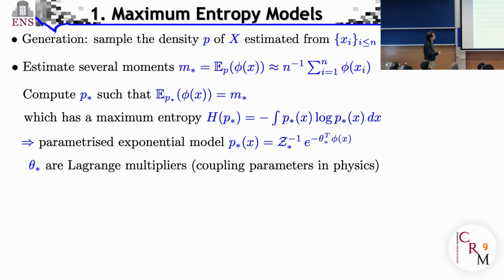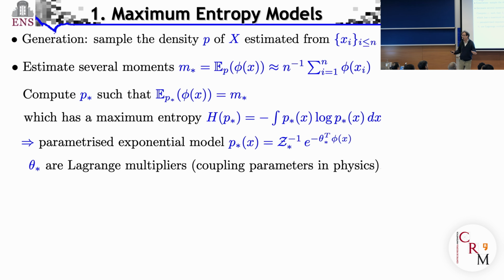In other words, you have a Gibbs energy, which is a linear combination of all the components of the vector phi of x, which is over there. Now, in physics, theta star is interpreted as coupling parameters, and these kinds of models are used all over physics. The fact that you have a maximum entropy means that the system is at equilibrium. And depending upon the type of physics, you will have different types of Gibbs energy over there.